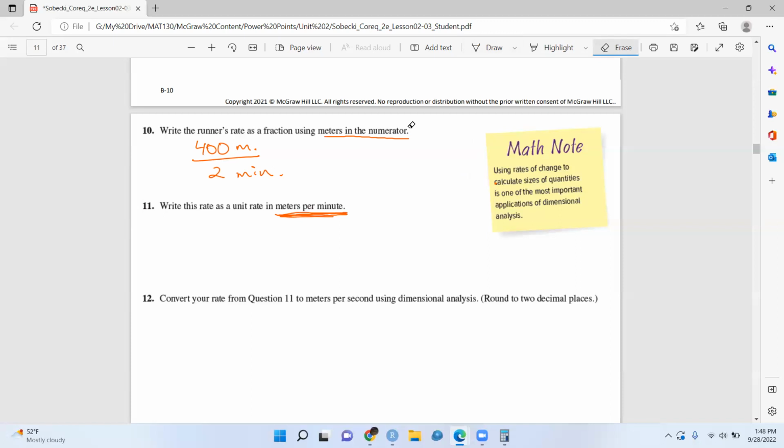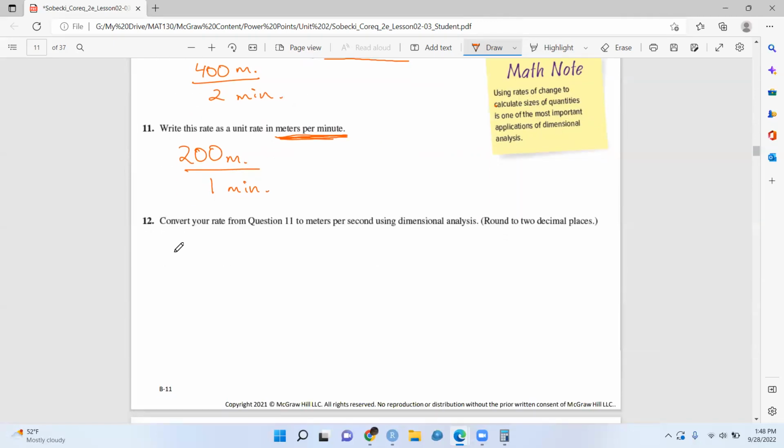Okay, so we're supposed to write this as a unit rate. Well, that means take 400 and divide it by 2. So really, another way to think about this is the runner is running at a rate of 200 meters per 1 minute. This is the best measurement, the metric system.